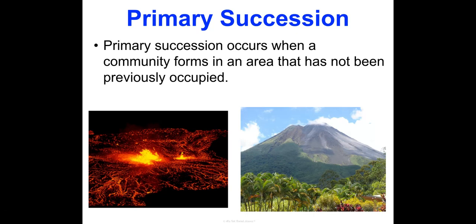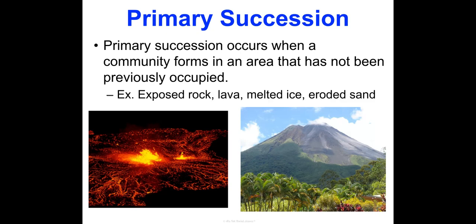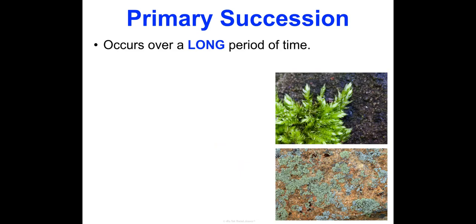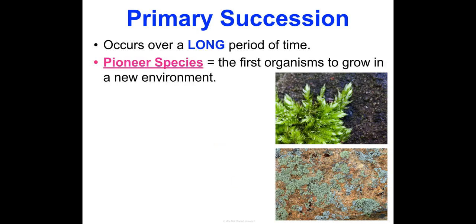This occurs when a community forms in an area that's not been previously occupied. So exposed rock, lava, even melted ice, eroded sand. So places where communities were not intact, nothing could really live there, and then over time, a nice ecosystem formed. This happens over a very long period of time.